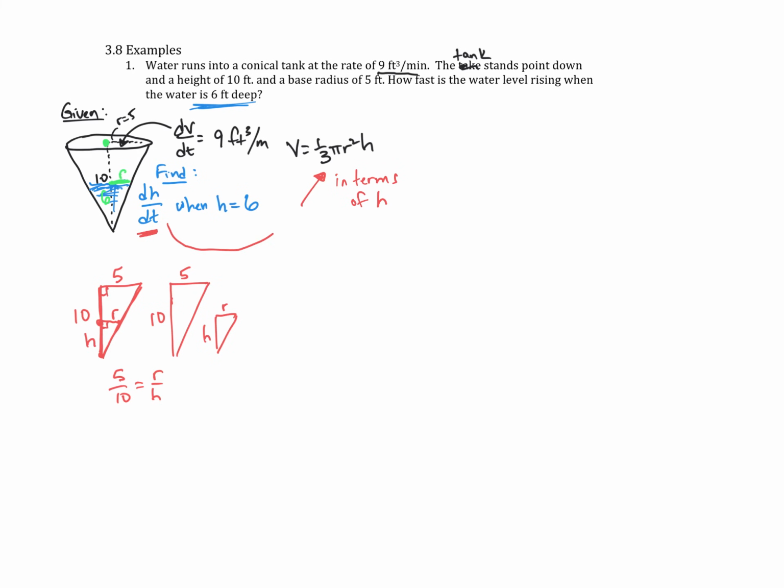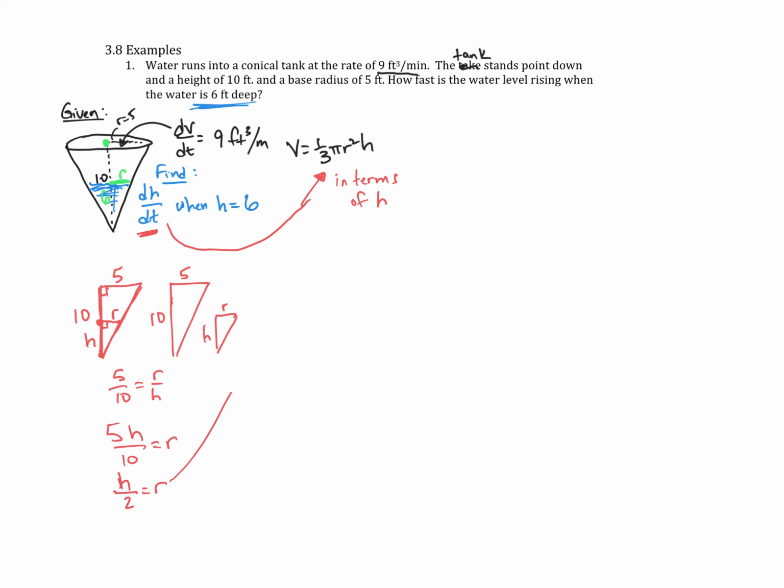If I want dr/dt, then I would change it to be in terms of r. But because I want dh/dt, I'm going to keep that in terms of h. So what does that mean? That means I need to substitute an r, so let's solve for r. I can cross multiply, and I get 5h over 10 equals r. So h over 2 equals r.